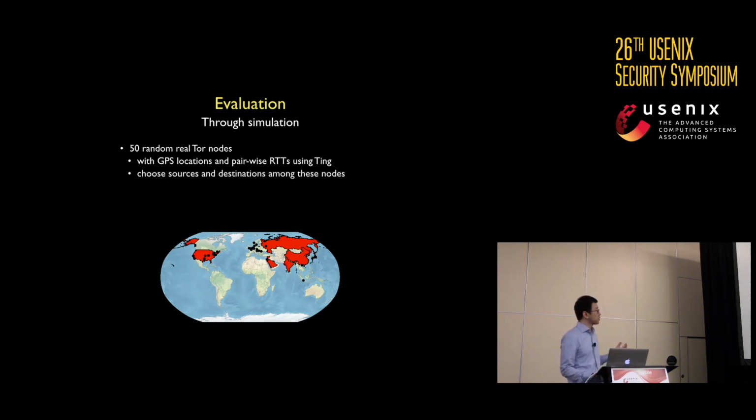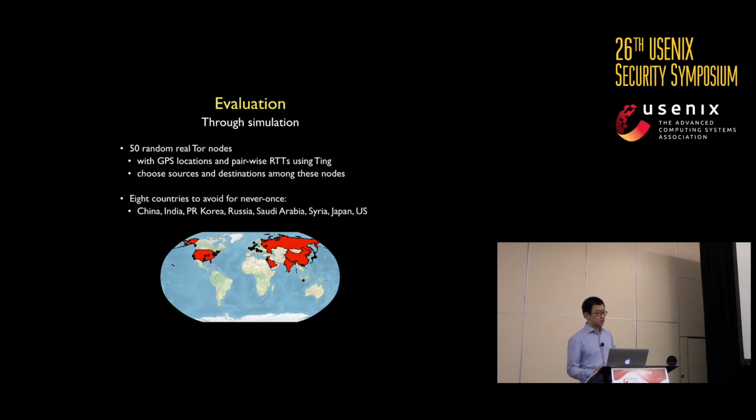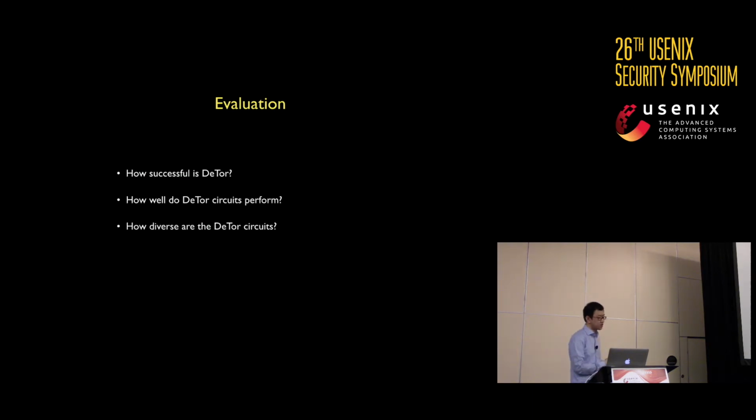And we use these 50 nodes to construct Tor circuits, and we also select sources and destinations from these 50 nodes. The nodes are illustrated on the map as black nodes. For never-once avoidance, we also consider five countries we want to avoid, shown there in red. Our evaluation is centered around these three broad questions. Does DeTor succeed? Does DeTor perform well? And are those DeTor circuits diverse enough? In this talk, I will describe the results for the first two questions.